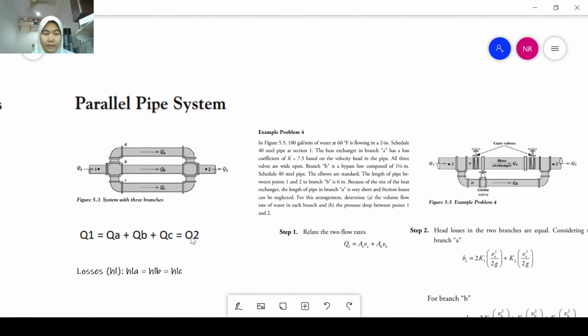In this parallel pipe system, Q1 is the flow that is entering into point 1. So this Q1 is equal to QA plus QB plus QC. And this QA plus QB plus QC is equal to Q2. And this Q2 is equal to Q1. Of course, there must be losses in these pipes. So the losses in pipe A are equal to the losses in pipe B and equal to the losses in pipe C.